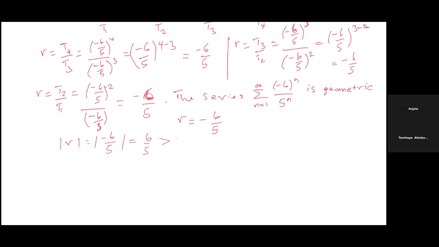Because 6 is greater than 5, that should be around 1.2. Yes, sir. So it's divergent. Yes, it's very good.